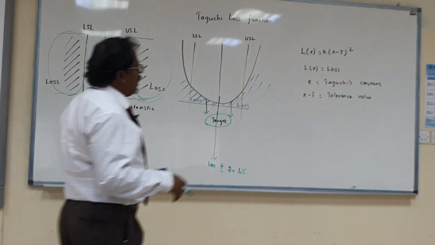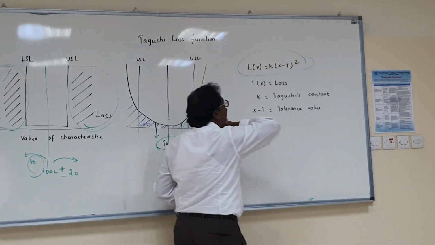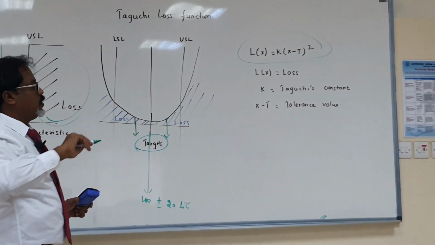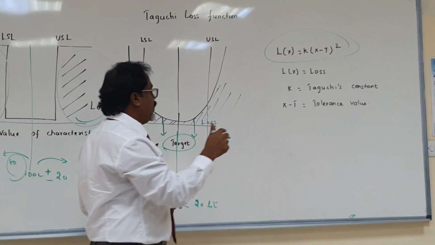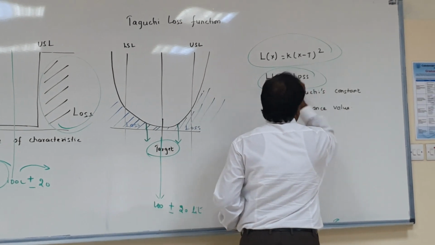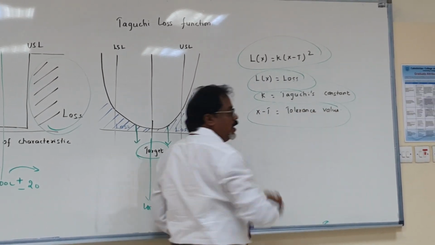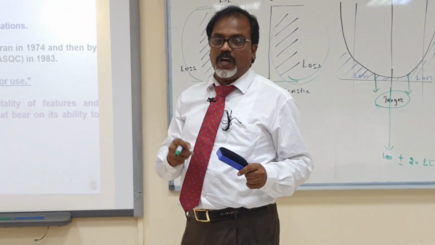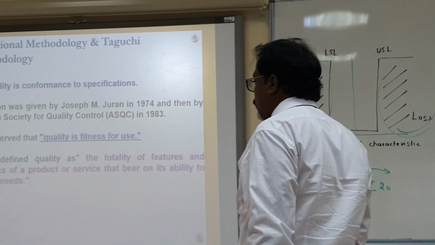So how can we define the Taguchi loss function? L(x) = k(x - t)^2. So what is L(x)? L(x) is the loss calculation function. k is a constant. What is x - t? It is called the tolerance value. What tolerance value you are going to give from the target? So this is what we are going to see.